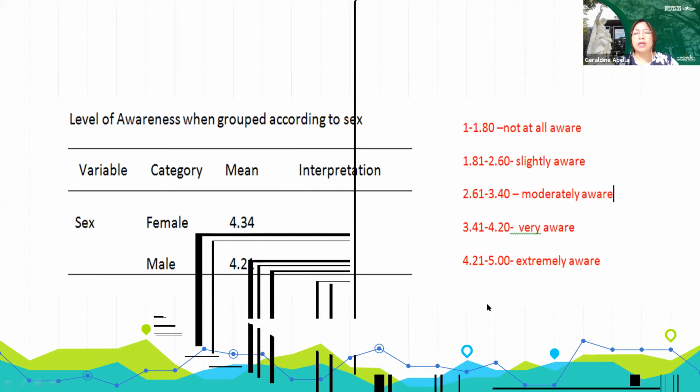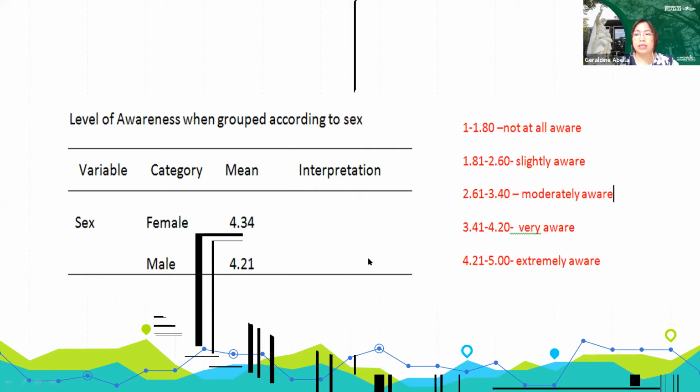So I repeat, you must prepare this also for the interpretation of the mean. In the discussion, the mean would be interpreted based on the context of the research. So the mean represents the level of awareness of the respondents: when the mean is 4.34, it is interpreted as extremely aware. When the mean is 4.21, it is interpreted also as extremely aware. When the mean, for example, is 3.5, it is interpreted as very aware, or the respondents' level of awareness is very aware towards online classes, for example.